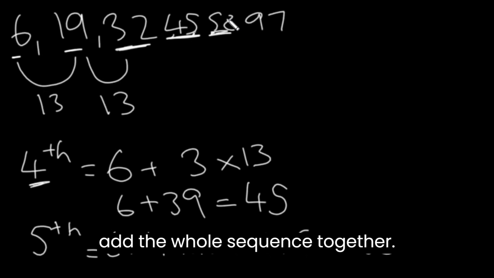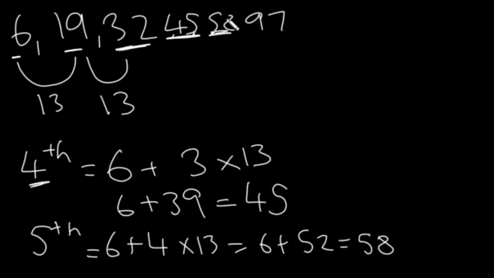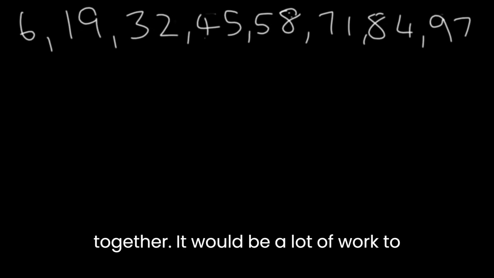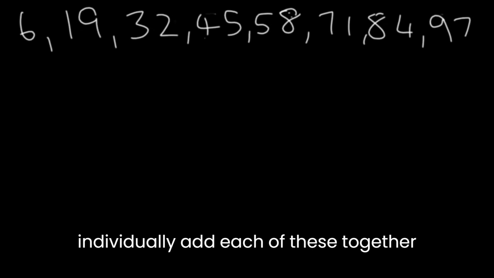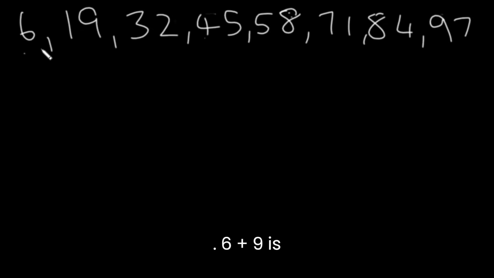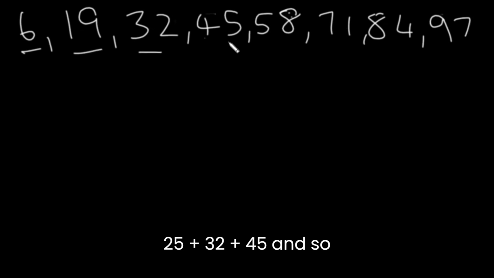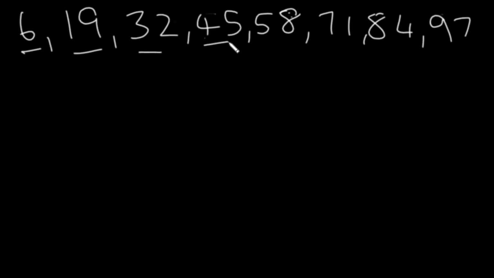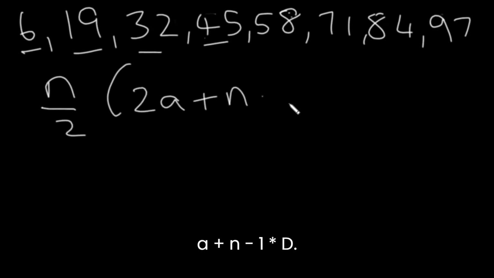But let's say we wanted to add the whole sequence together. So this was the full sequence. Let's say we wanted to add all of these together. It would be a lot of work to individually add each of these together. 6 plus 19 is 25, plus 32, plus 45, and so on. So there has to be a formula. The formula is n divided by 2 times 2a plus n minus 1 times d.